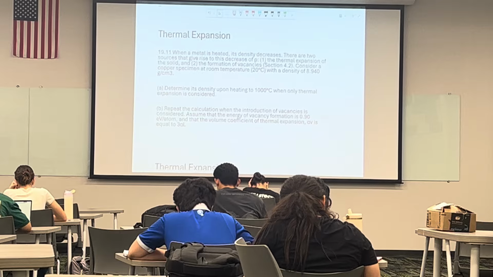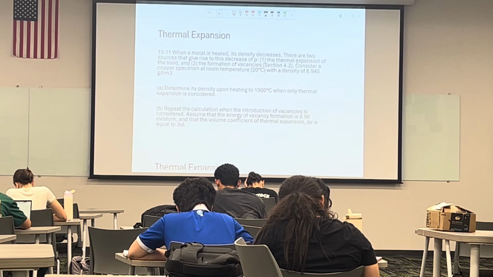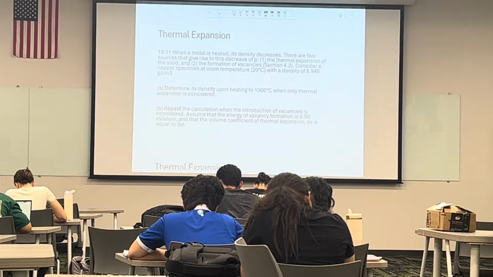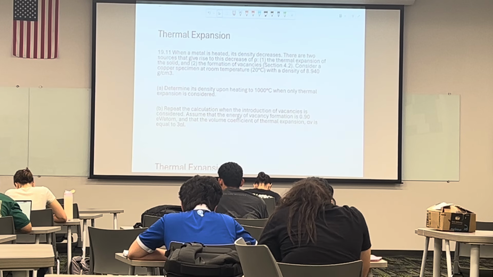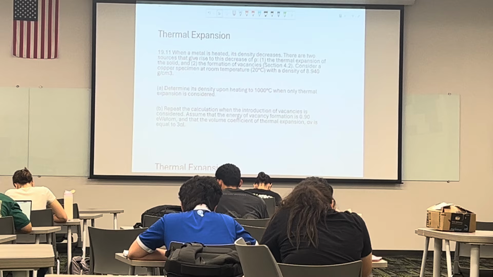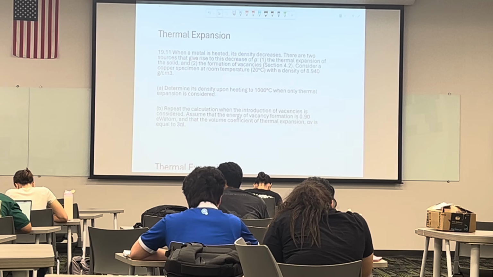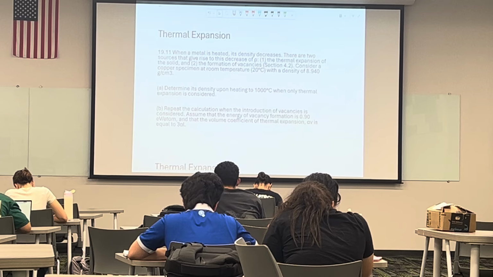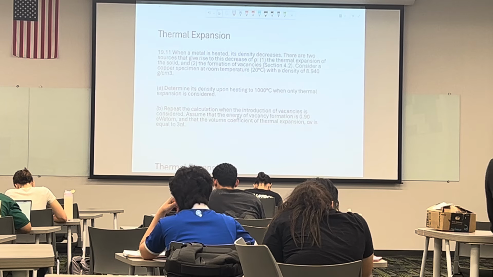So in part A, they want us to determine its density upon heating to 1,000 degrees Celsius, when only thermal expansion is considered. And part B wants us to repeat the calculation when the introduction of vacancies is considered, and assume that the energy of vacancy formation is 0.90 electron volts per atom, and that the volume coefficient of thermal expansion alpha V is equal to 3 alpha L.